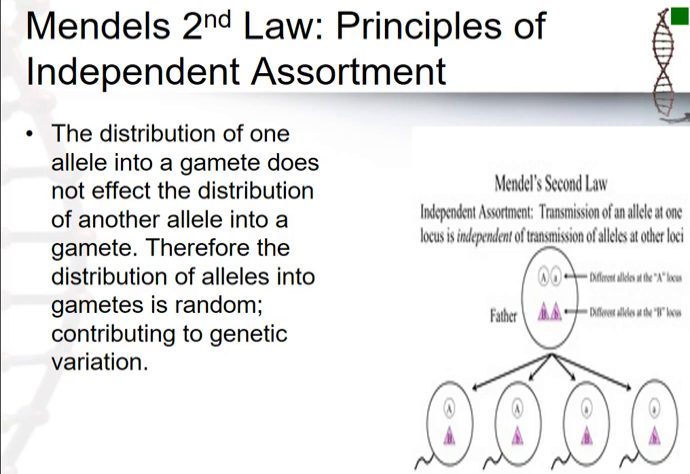The second law is independent assortment. The distribution of one allele into the gametes does not affect the distribution of the other. Therefore, it should be random contributing.